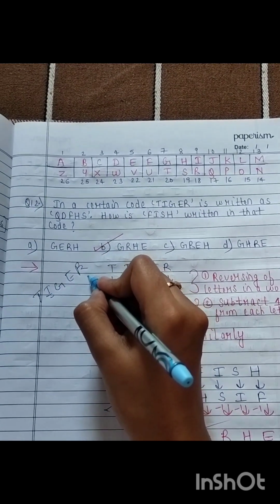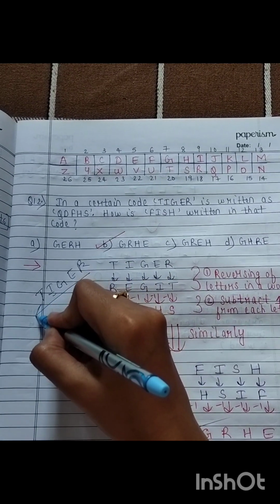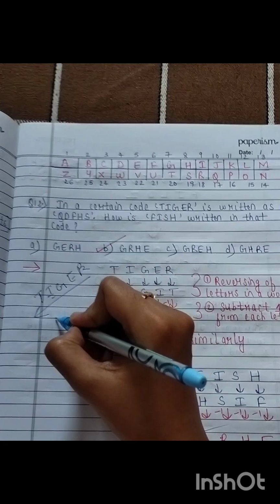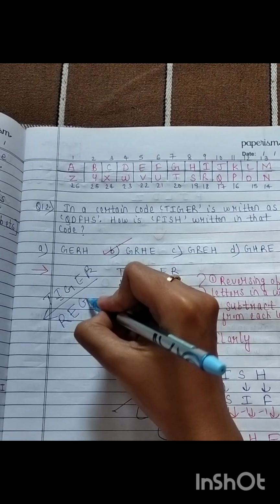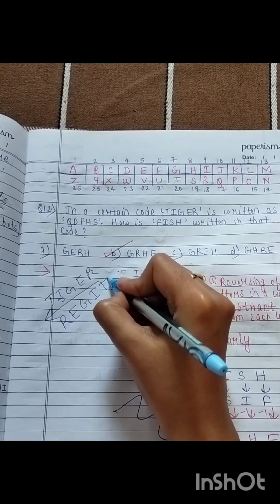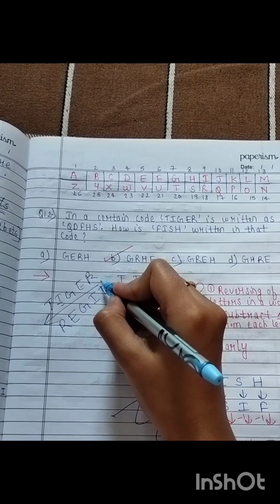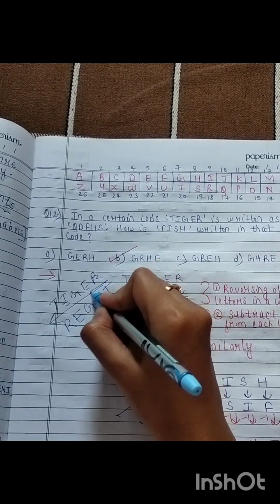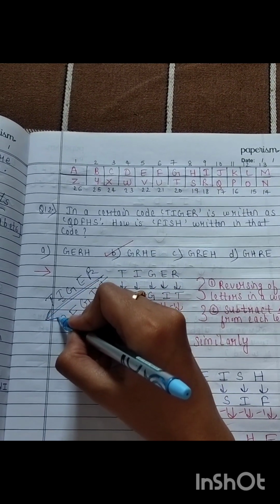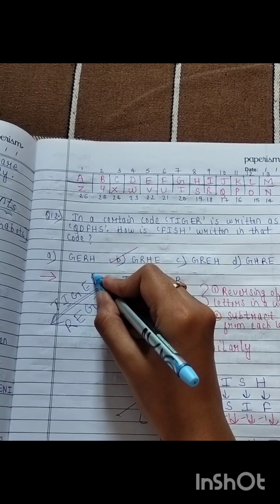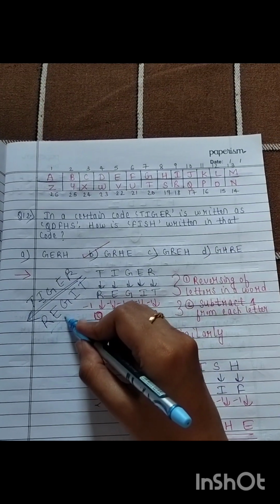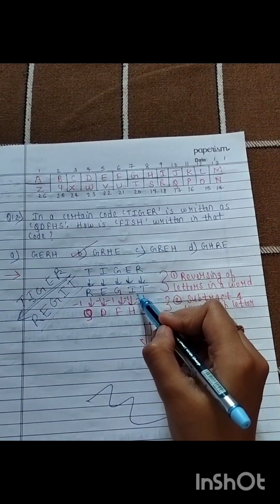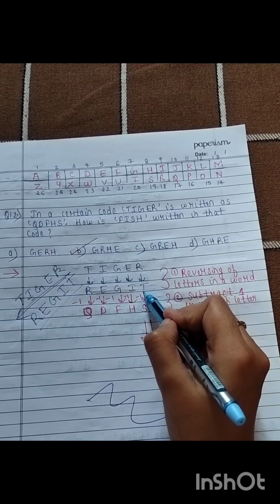So what they have done is they have started from backwards, reversing the letters. So what is done? R, E, G, I, T. Just put an arrow mark and write it as it is, like this: R E G I T. This is the thing they have done: first, reversing of letters in a word.